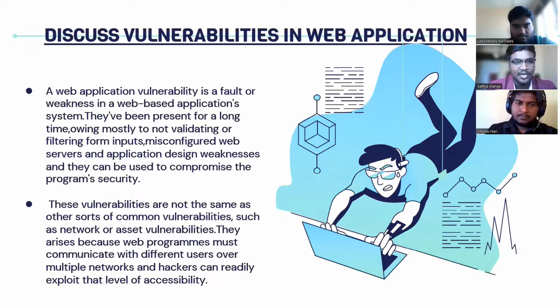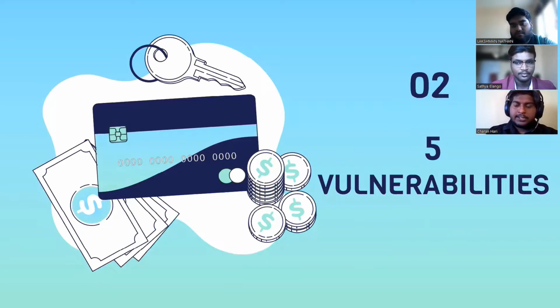A web application vulnerability is a fault or weakness in a web-based application system. They have been present for a long time, owing mostly to not validating or filtering form inputs, misconfigured web servers, and application design weaknesses, and they can be used to compromise the program security. These vulnerabilities are not the same as other sorts of common vulnerabilities, such as network or asset vulnerabilities. They arise because web programmers must communicate with different users over multiple networks, and hackers can readily exploit that level of accessibility. So guys, now I'm going to present about five vulnerabilities.